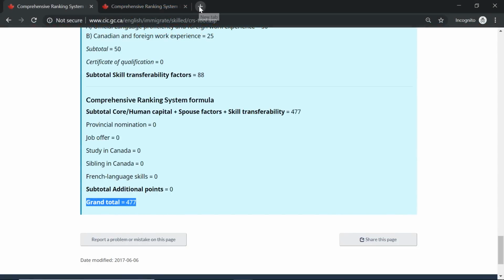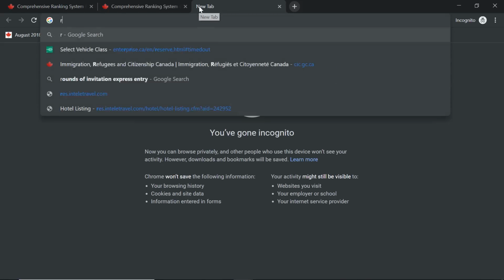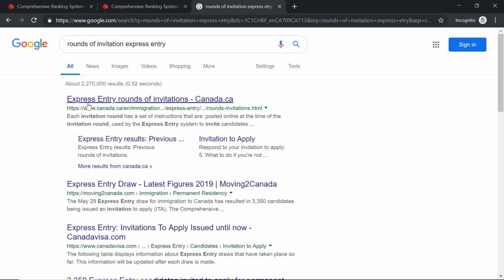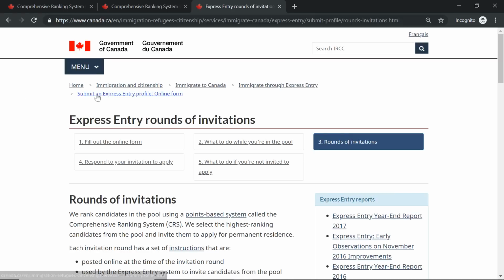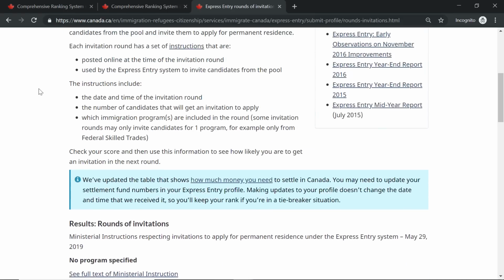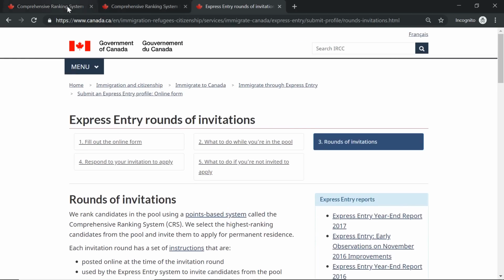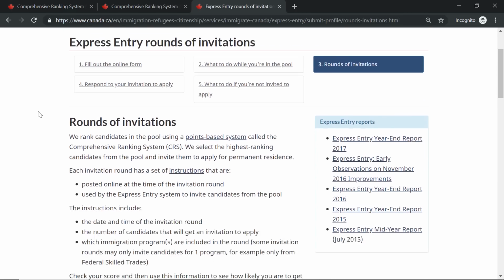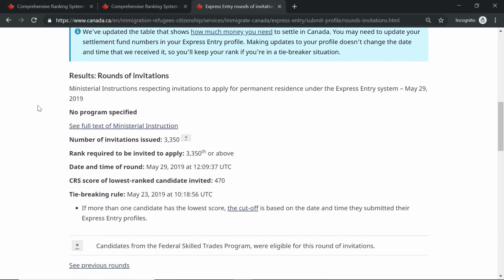So now that you know what your points are, what we're going to do is to type in rounds of invitations express entry, right? So the first one that usually comes up, express entry rounds of invitations Canada. Boom. Okay, so this is where now you take your score and you compare it against what CIC is asking of people. So right now, the lowest ranking score is 477, and this was done on May the 29th. So this was done last week sometime, right?